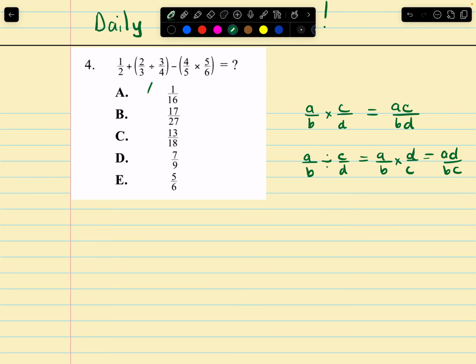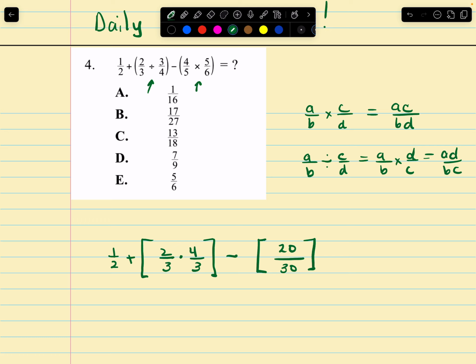So we're going to work inside parentheses first because that's the order of operations. We're going to have 1/2 out here plus, and then we're going to do this problem: 2/3 divided by 3/4 is the same thing as times 4/3. Then we're going to subtract off the product of these two. So it's going to be 4 times 5, which is 20, over 5 times 6, which is 30.